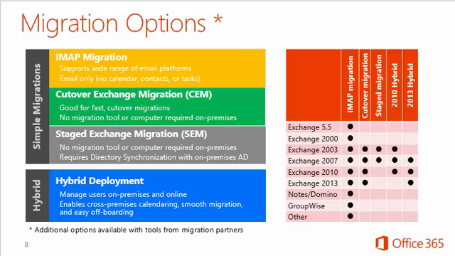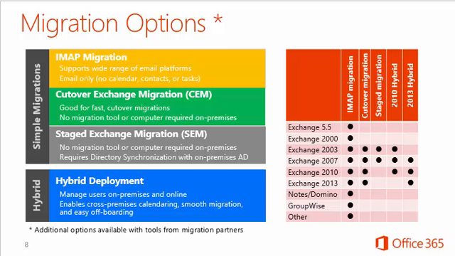Okay, next we come to the hybrid scenario. Hybrid deployment manages users on-premise and online both. It enables cross-premises presence sharing and smooth migration using built-in Exchange commands such as remote move. So these are some of the migration options that we can have when it comes to migrating your existing user workloads to Office 365.